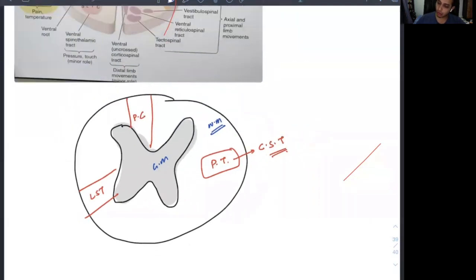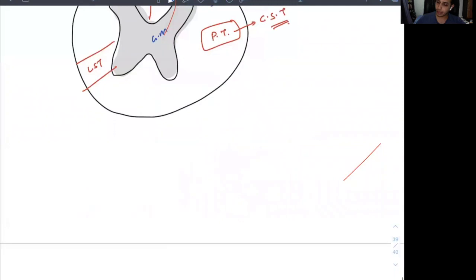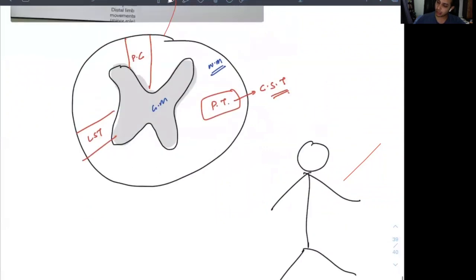Now, why is this important? If a patient comes to you, let's just see what these three things do. What does the pyramidal tract do? It controls your motor movement. So if this is gone, you have weakness.